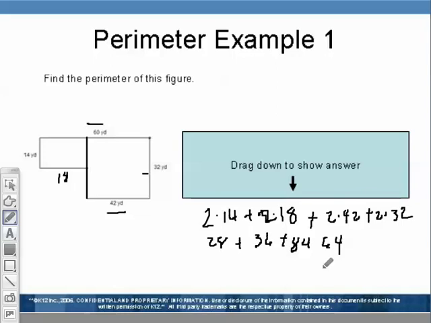Wait a second, Mr. Green. Aren't you counting this twice? Because you counted it twice here, and you also counted it over here when you counted the 32, didn't you? You know what? You're right. So you got to be careful with that, don't you? But at least you know how to find the figures.